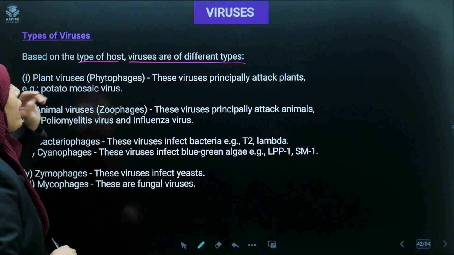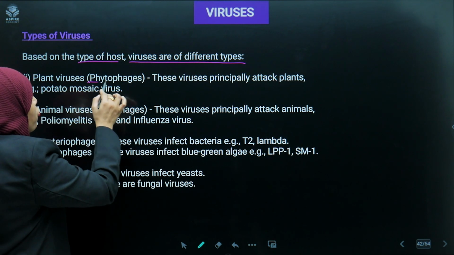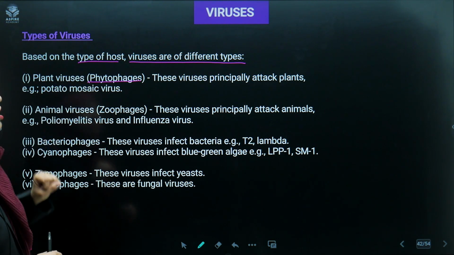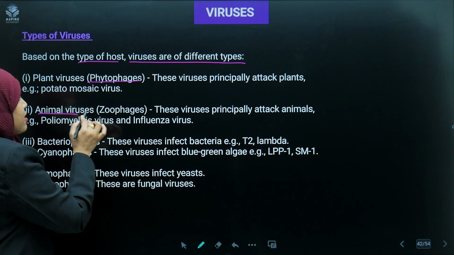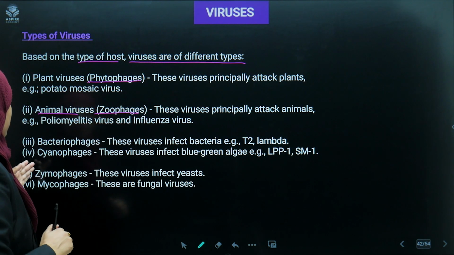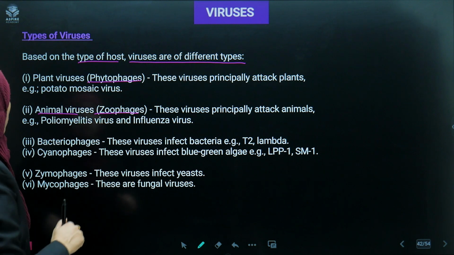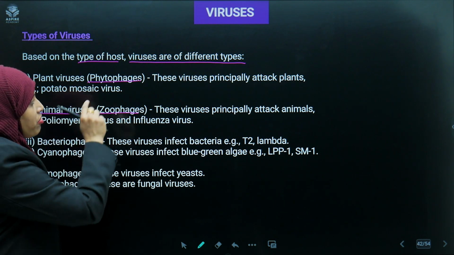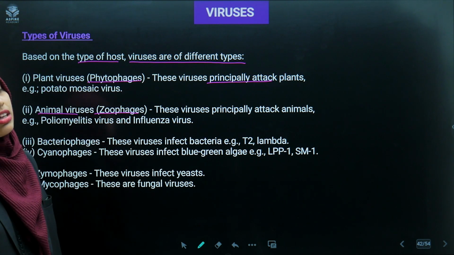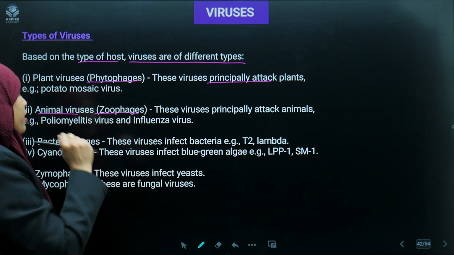Now, plant virus, they are known as phytophage. Plant में जितने viruses पाए जाते हैं, they are known as phytophage. Animal viruses, they are known as zoophage. Okay, then bacteriophage and cyanophage will go on. So, plant virus, that is the phytophage, these viruses principally attack the plant. इनका role होता है plant को attack करना.